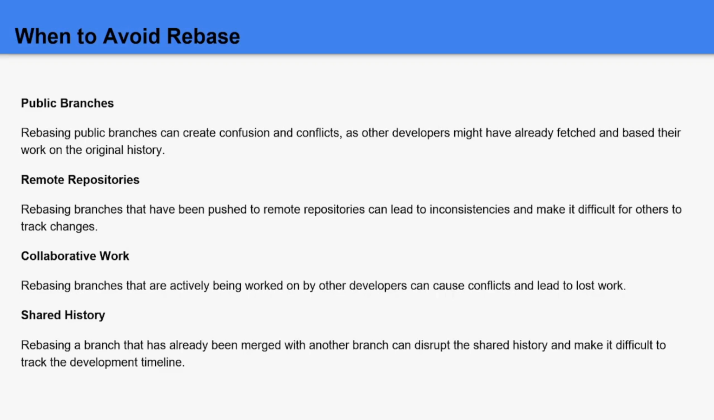Next comes collaborative work. Rebasing branches that are actively being worked on by other developers can cause conflicts and lead to loss of work. Next comes shared history. Rebasing a branch that has already been merged with another branch can disrupt the shared history and make it difficult to trace the development timeline.